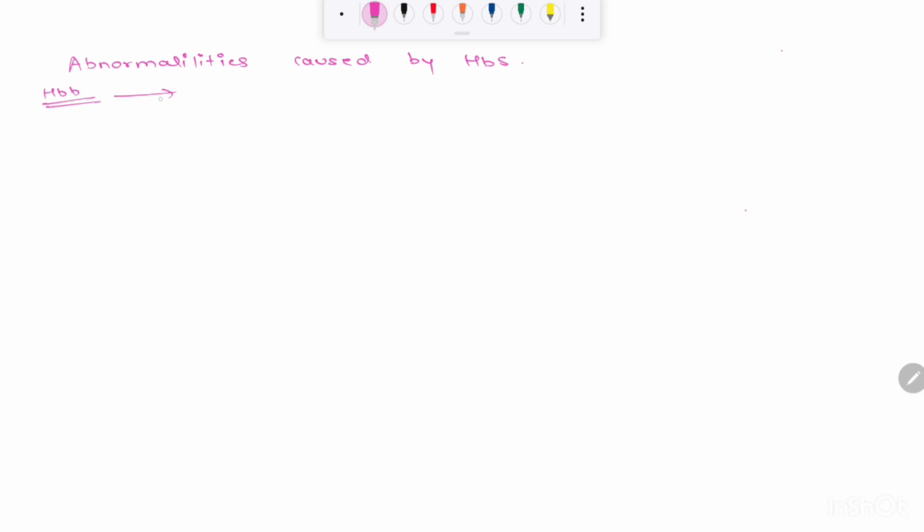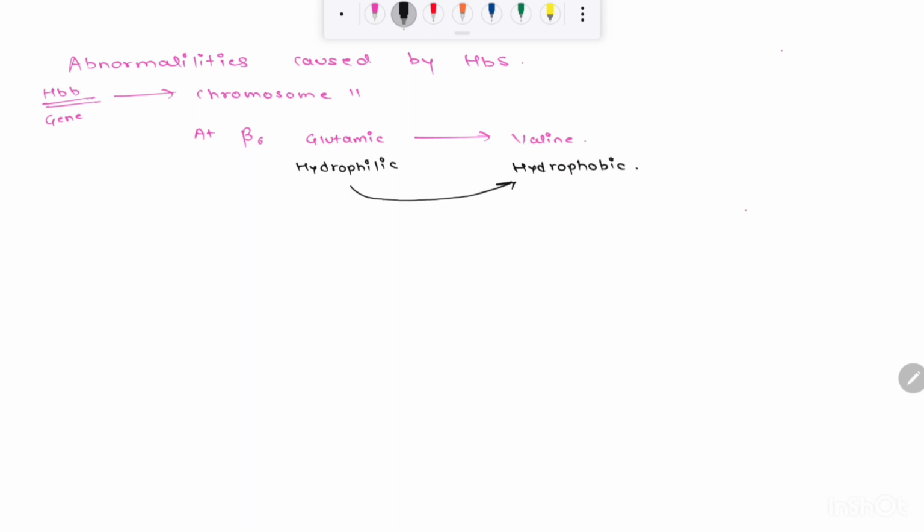The HbB gene is present on chromosome 11. So there is a point mutation on this HbB gene. At the sixth position on the beta chain, the glutamic acid is replaced by valine. Glutamic acid is hydrophilic in nature, whereas valine is a hydrophobic amino acid. So due to this change in nature, it will decrease the solubility of HbS in deoxygenated form.